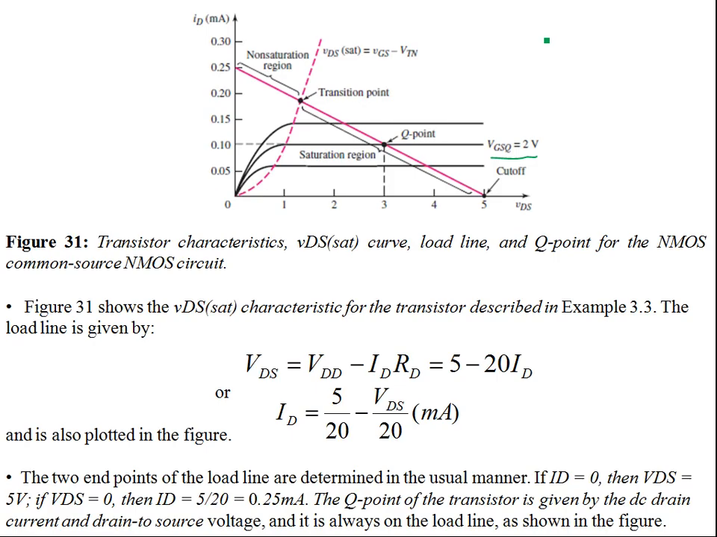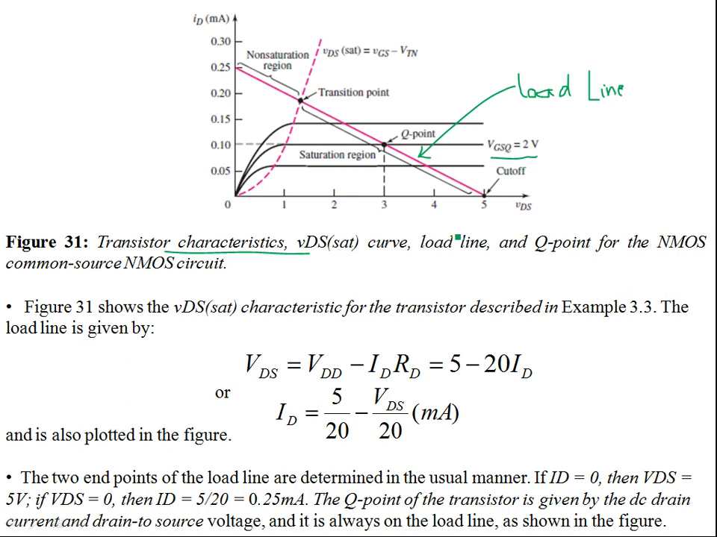Okay, now let's take this example a little bit further. So for the given VDS Q 2 volts, you draw the line. Okay, so this figure is showing you the transistor characteristics. It's not only the load line which you are looking at. This is your load line, the pink one. You have a few more features that you can observe.